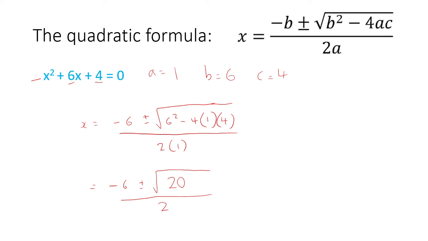So you'll get two solutions here. The first solution you'll get by doing minus 6 plus root 20 all over 2, and that solution will be x equals minus 0.8. And your second solution will be by doing minus 6 minus root 20 over 2, and there you'll get x equals minus 5.2. So those are your two solutions you've got by using the quadratic formula to solve this equation.